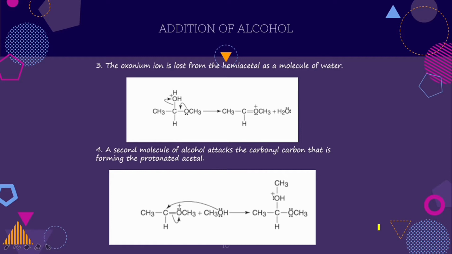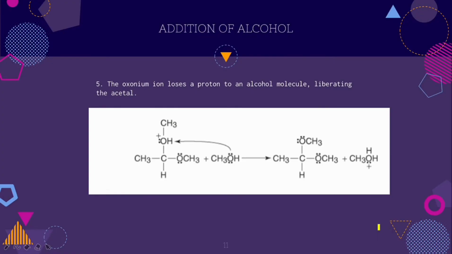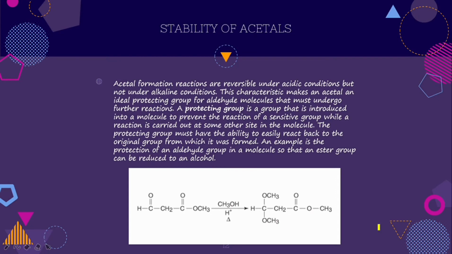Fourth, a second molecule of alcohol attacks the carbonyl carbon that is forming the protonated acetal. And lastly, the oxonium ion loses a proton to an alcohol molecule, liberating the acetal. Stability of acetals. Acetal formation reactions are reversible under acidic conditions but not under alkaline conditions. This characteristic makes an acetal an ideal protecting group for aldehyde molecules that must undergo further reactions.